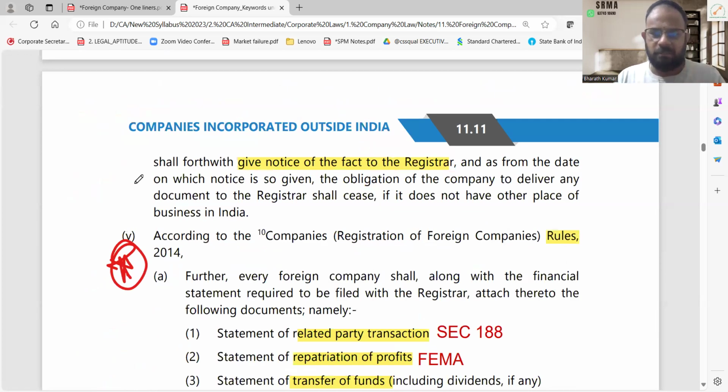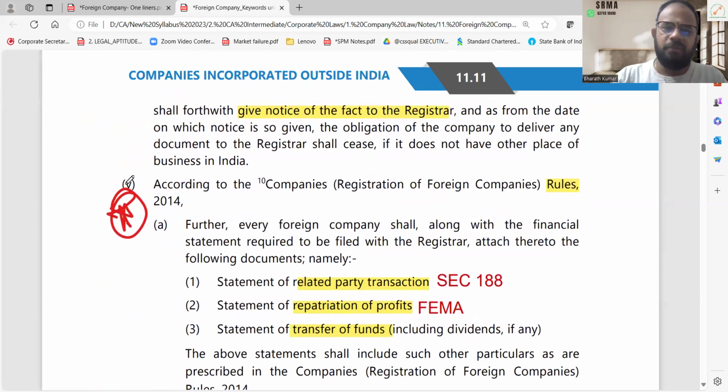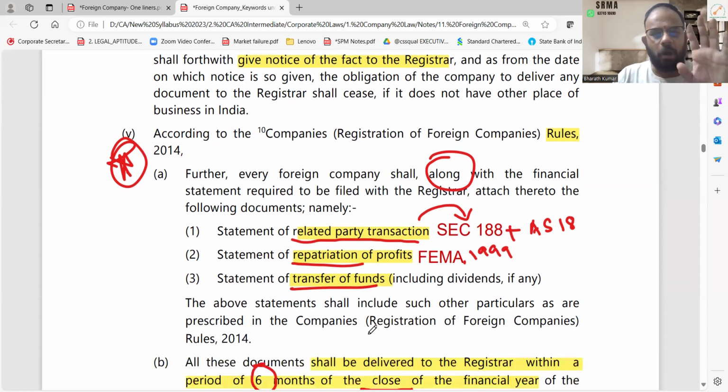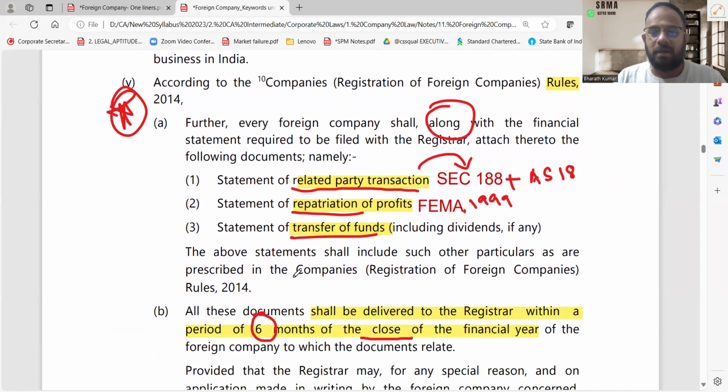Point number 5 is this. We will cover now point number 5. Every foreign company, along with the financial statements, what should be filed? Related party transaction. As per what? Section 188, which is the related party, which is your AS 18 also. It is not there in the material, but you should connect. Repatriation of profits. Where will you study about this? In FEMA 1999. I am including that also so that it should be easy for you to cover. Transfer of funds, if there is anything, that statement also. So give all this to the registrar.